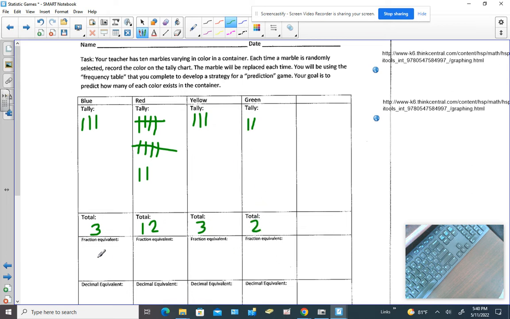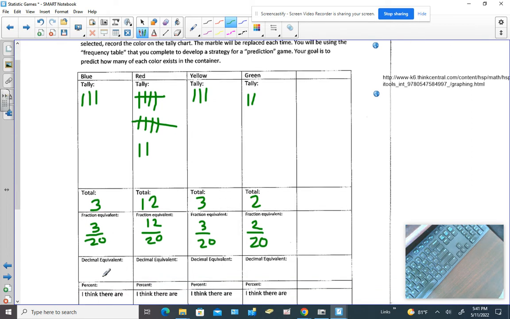All right, so the fraction equivalent, this would be 3 out of 20. This would be 12 out of 20. And we can simplify that, but we're going to leave it unsimplified. 3 out of 20 and 2 out of 20. Now, if your class did more pulls, because what I usually recommend is trying to go to 50 if you can, and if you have a lot of time, going to 100 is even better.